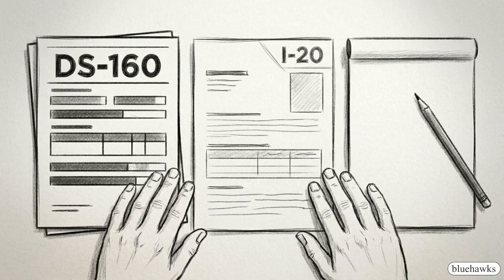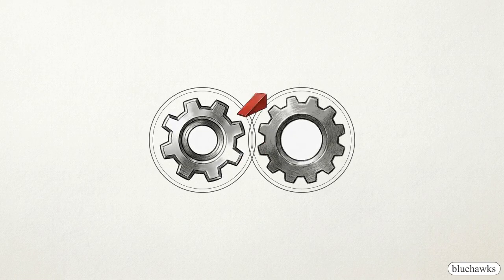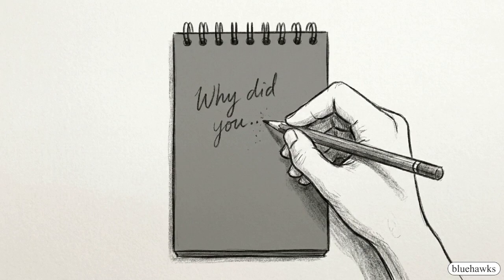Grab your previous DS-160 form, your I-20, and a blank notepad. A 214B rejection is a mechanical breakdown in communication. We can systematically diagnose the exact point of failure and rebuild your application in the next 5 minutes. Step 1 is the autopsy. Take your notepad and write down every question the officer asked during that first interview, along with your exact responses.